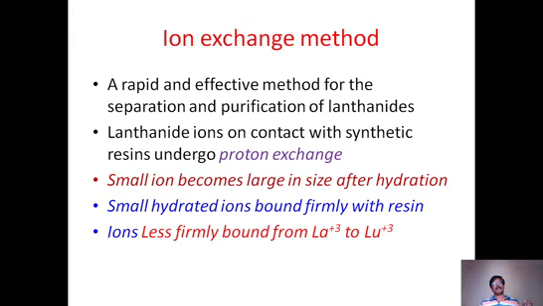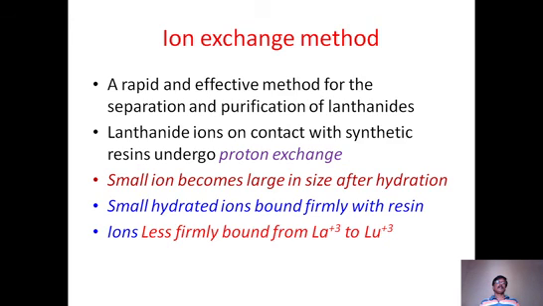For example, a small ion becomes large when it is hydrated. The ion which is very small in size becomes large after hydration. Hydration means the solvent, that is water here, is attached to the ion, so the total size becomes large. So a small ion becomes large after hydration, and because of the large size after hydration, its binding with the resin is less, because small hydrated ions are always firmly bound to the resin.